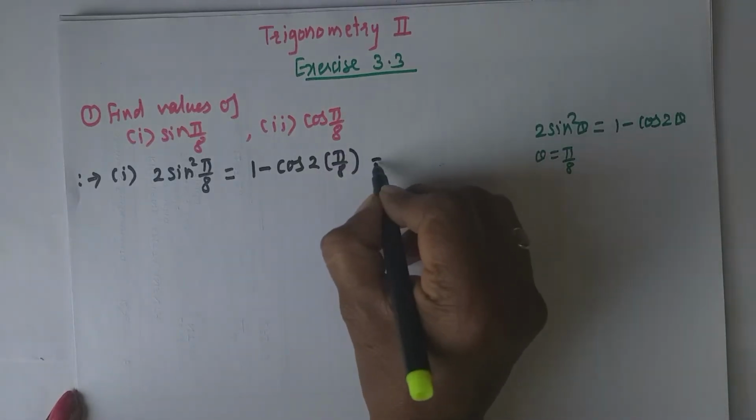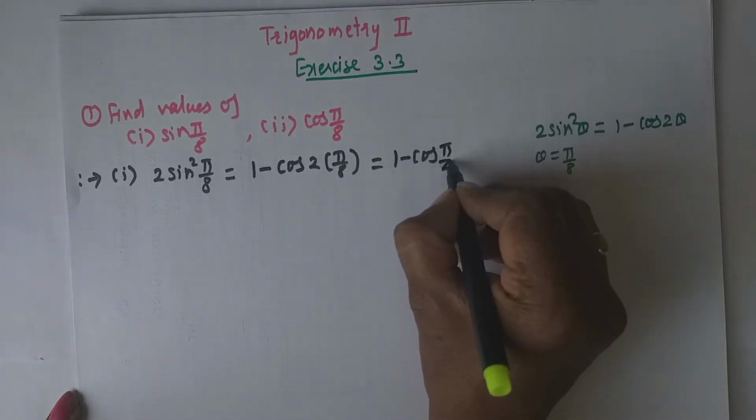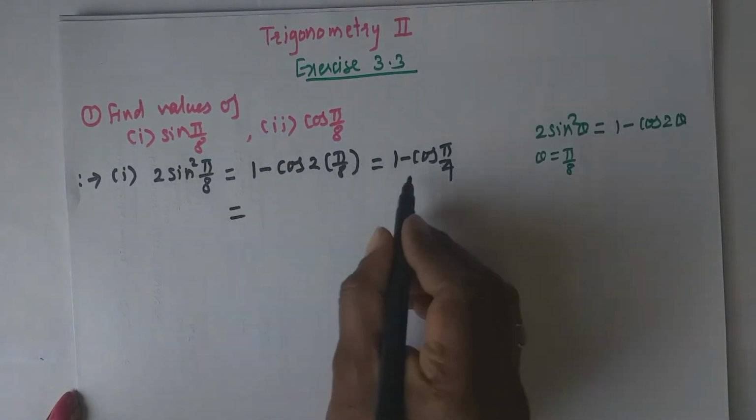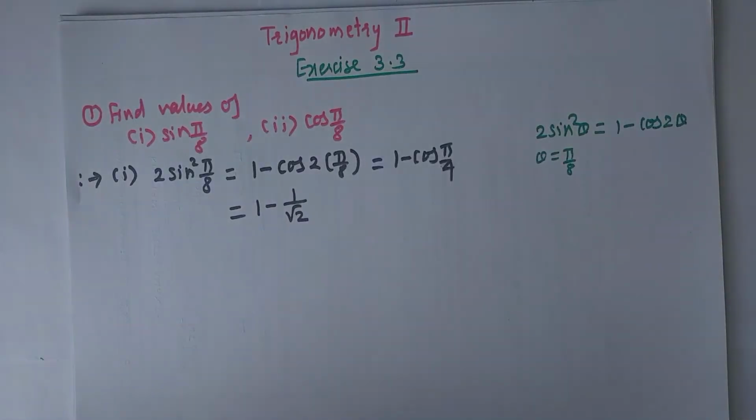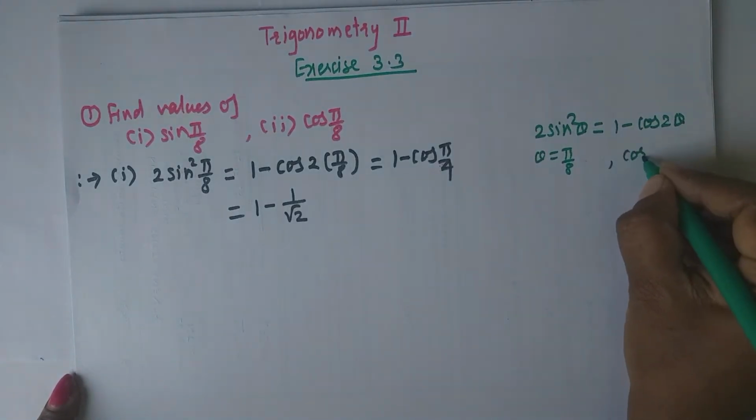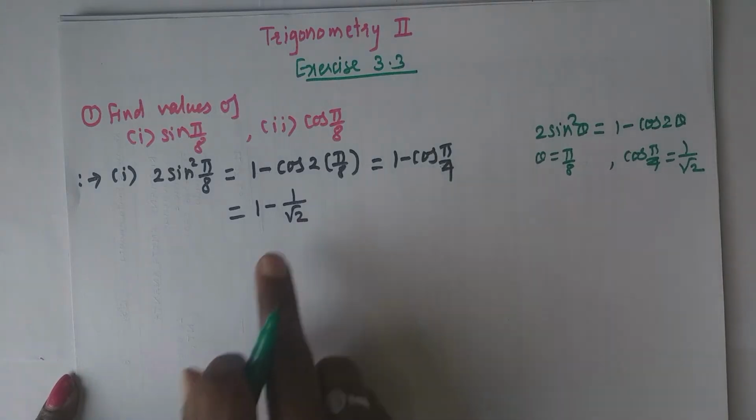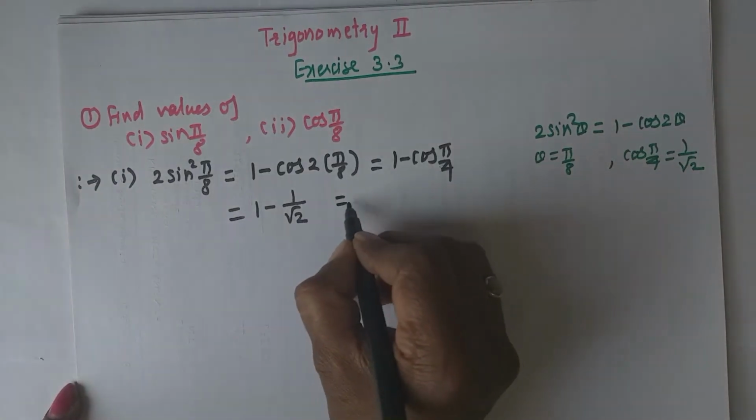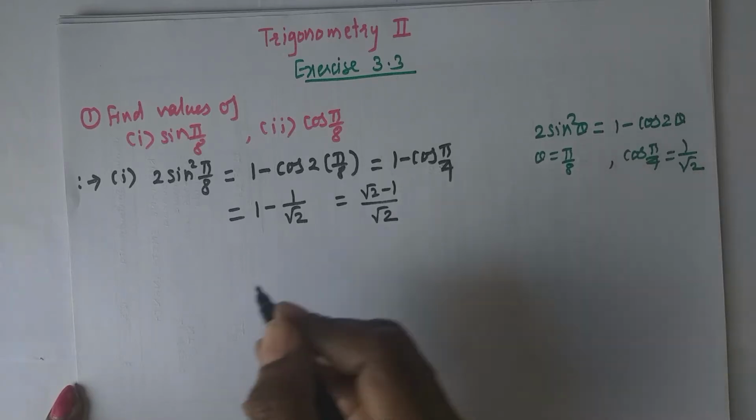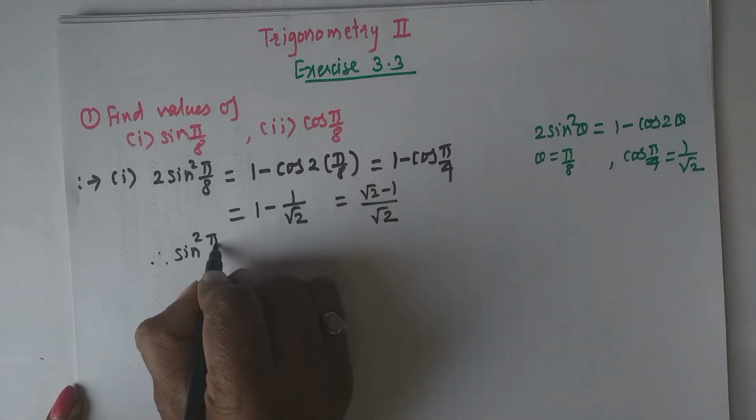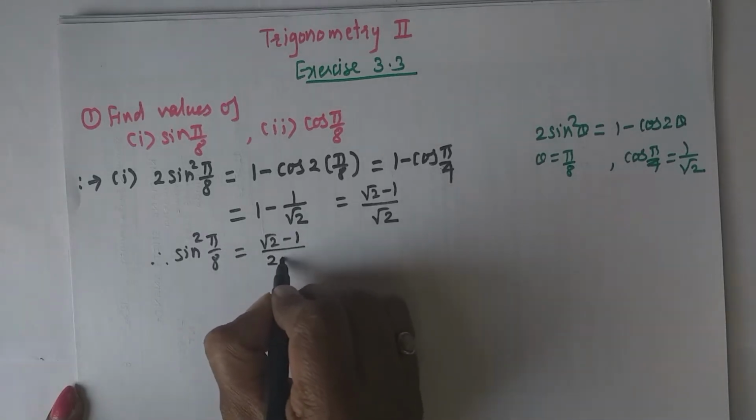And what is this? This is nothing but 1 minus cos pi by 4, since 2 times pi by 8 means pi by 4. And what is the value of cos pi by 4? From our table of 0 to 90 degrees, I know the value of cos pi by 4, that is cos 45, is 1 upon root 2. I will keep that here. Now simplify this, take the LCM. This will be root 2 minus 1 divided by root 2. Therefore, this sin square pi by 8 will be root 2 minus 1 divided by 2 root 2.